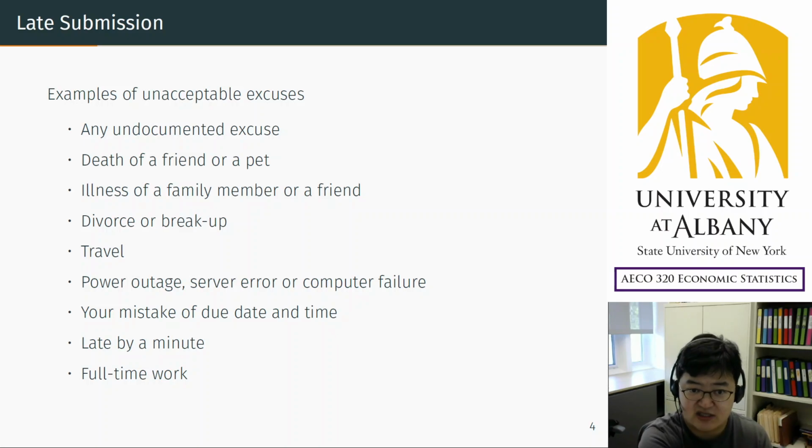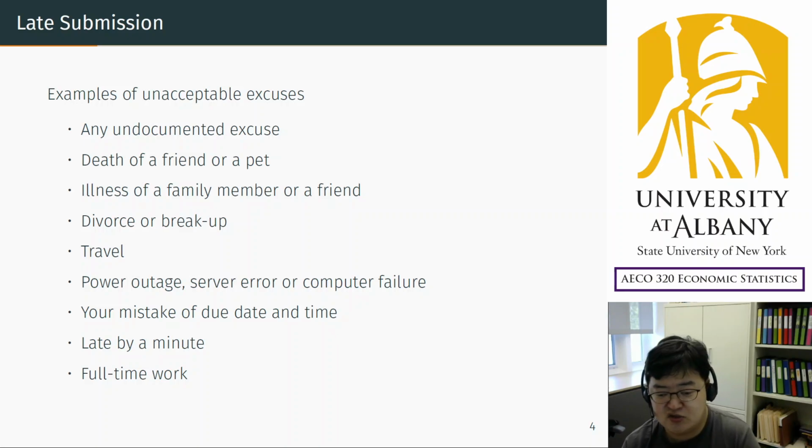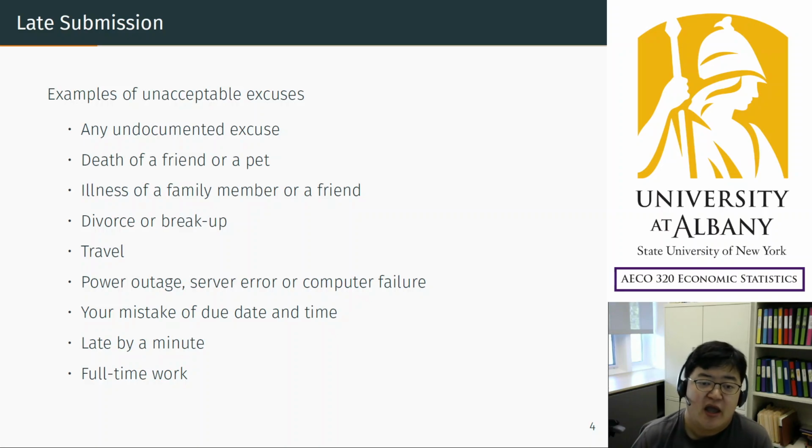considering the homework schedule, so that you may need to do homework earlier than usual, or put some time aside for homework. And power outage, server error, computer failure, it can happen anytime. Of course, it's an unexpected event, but we know this happens, right? Several times a year. So you have to do the homework to prevent potential errors like this, right?